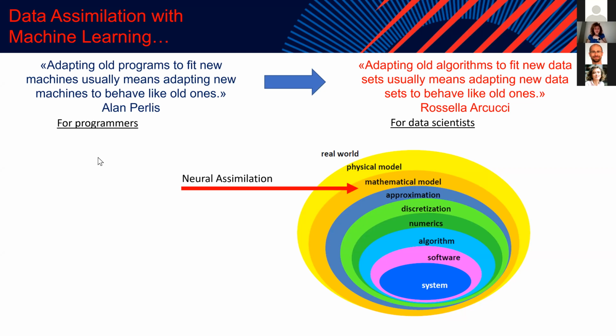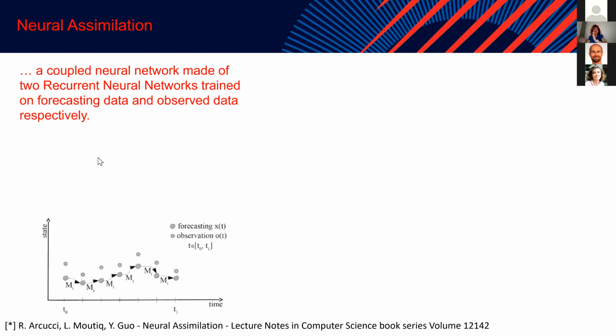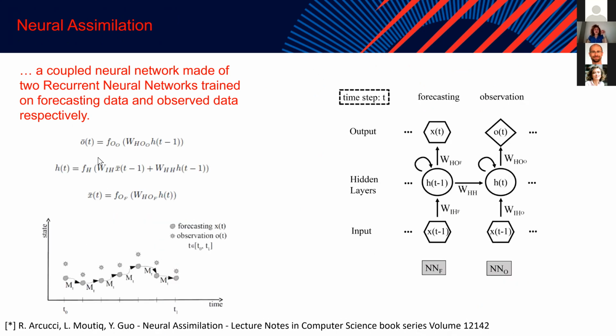This is the reason why the data assimilation that we as a group have been implementing over the past couple of years, let's say, is at the level of the mathematical model. We call that neural assimilation. What is neural assimilation? Easy idea. Neural assimilation is a neural network that emulates what a data assimilation, the whole process of data assimilation, does. So the idea is not difficult, it's easy.